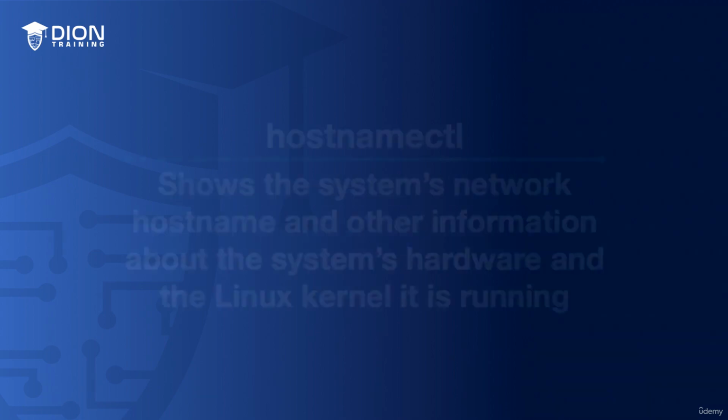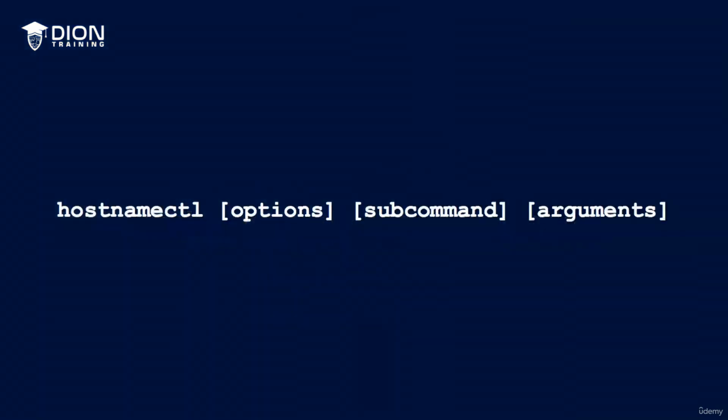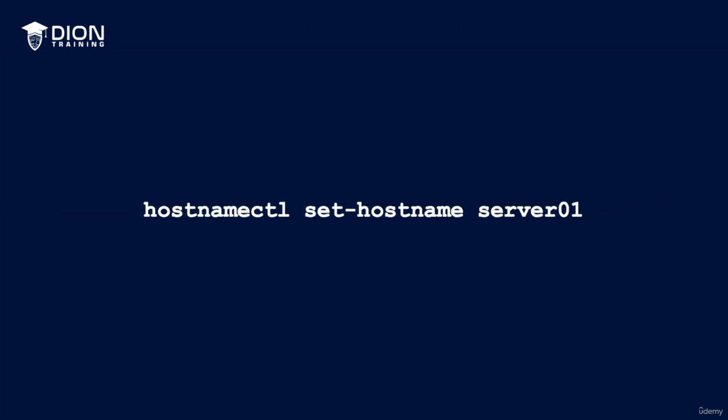For example, hostnamectl will enable you to view the system's network hostname and other information about the system's hardware and the Linux kernel it's running. You can also use the command to change the system's hostname. To run this command, type hostnamectl, the options, the subcommand, and the arguments. For example, if you want to set your hostname to server01, you need to enter hostnamectl space set-hostname space server01 at the command line and then hit enter.